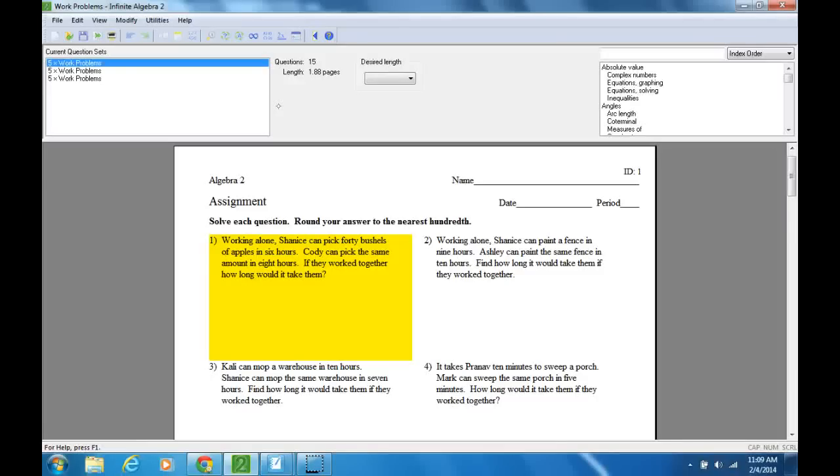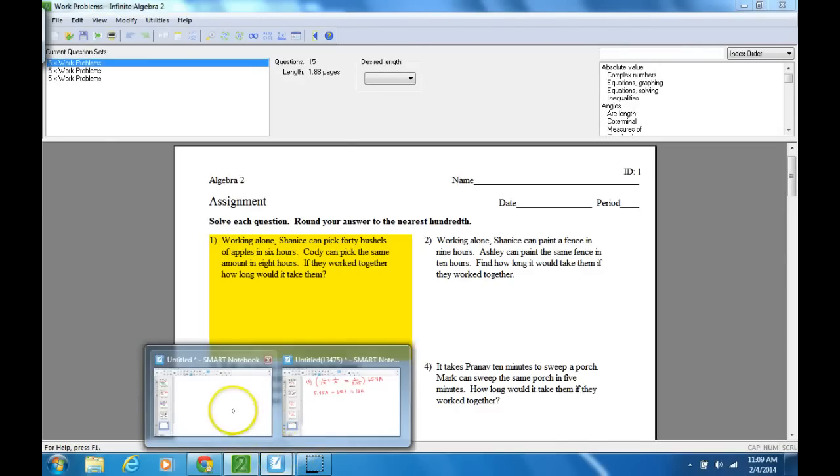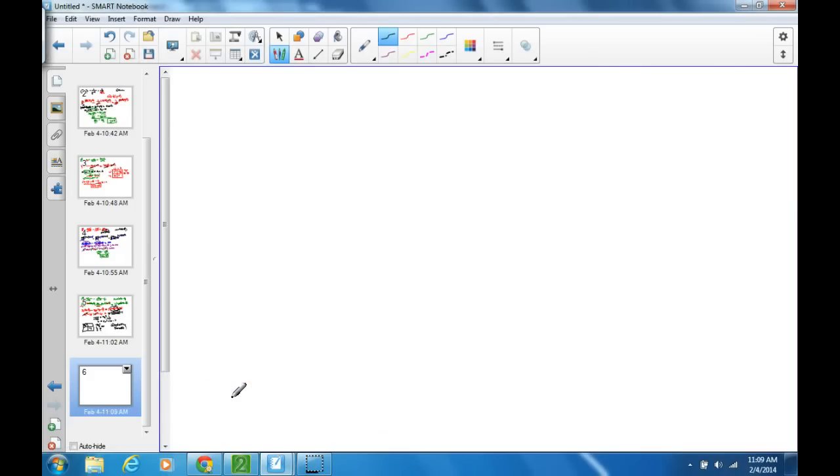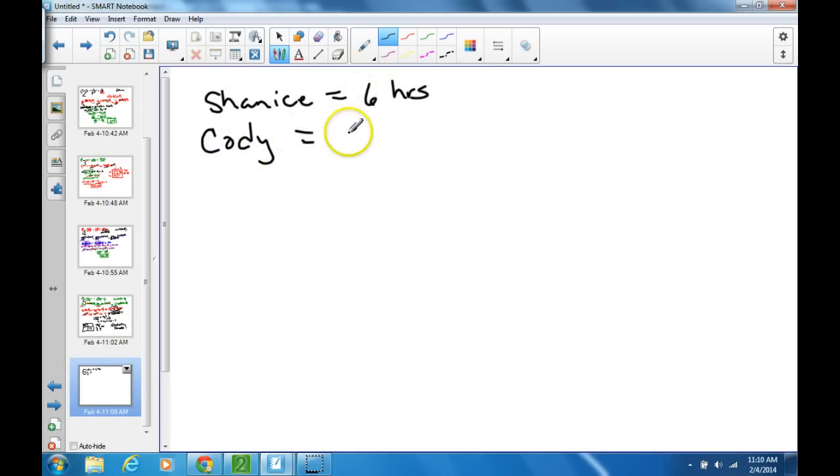Shanice can pick 40 bushels of apples in 6 hours, and Cody can pick the same amount in 8 hours. What if they work together, how long would it take them? So, first of all, we know that Shanice can do it in 6 hours, right? And Cody can pick them in 8 hours. And we are looking for how long it takes them to pick the apples together.